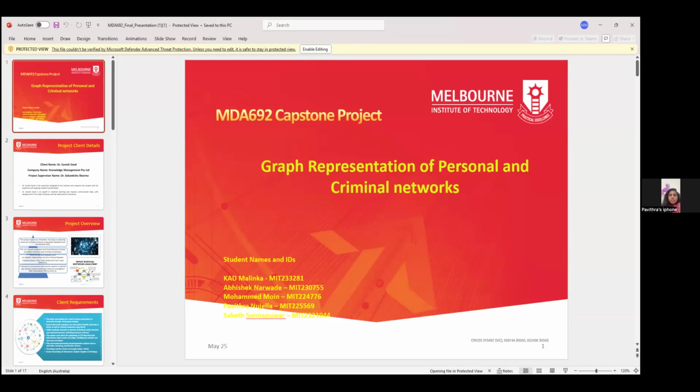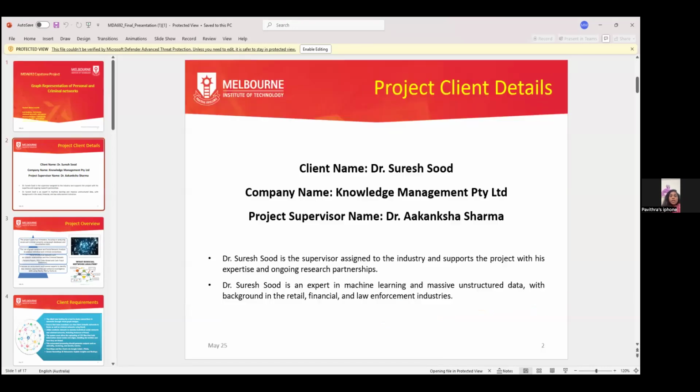Here we are to discuss a project, graph representations of personal and criminal networks. Coming to the project client details, we have been working with our client, Suresh Sood from Knowledge Management, and our supervisor is Akanksha Sharma. Dr. Suresh Sood is the supervisor assigned to the industry and supports the project with his expertise and ongoing research partnerships. He is also an expert in machine learning and massive unstructured data, with a background in retail, financial, and law enforcement industries.